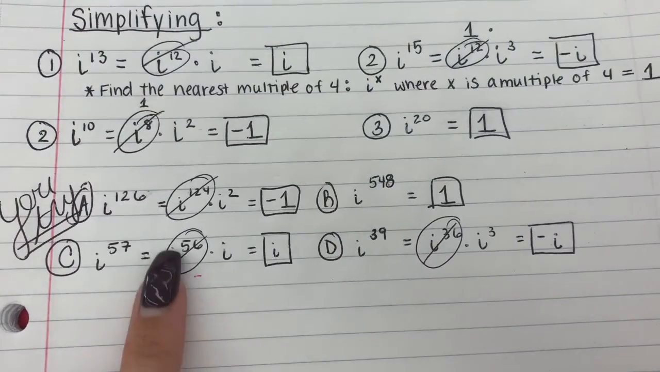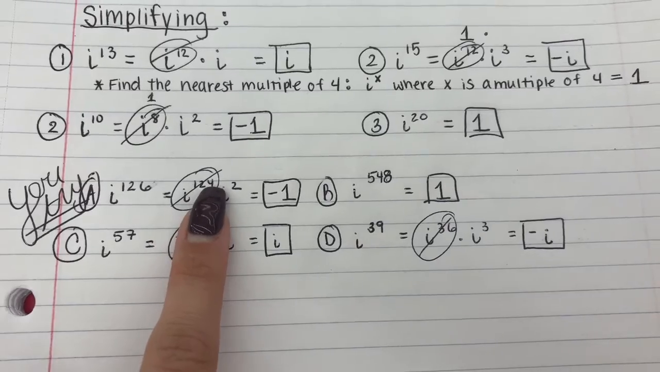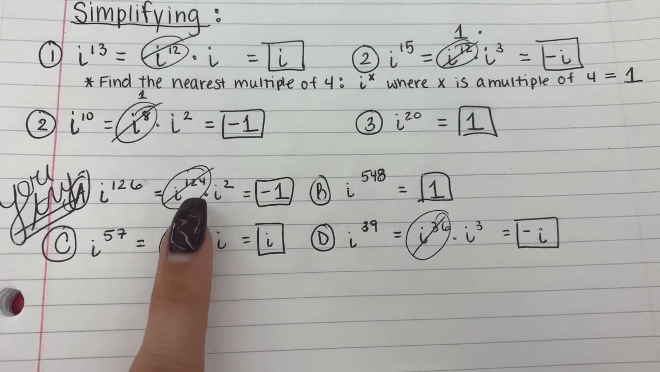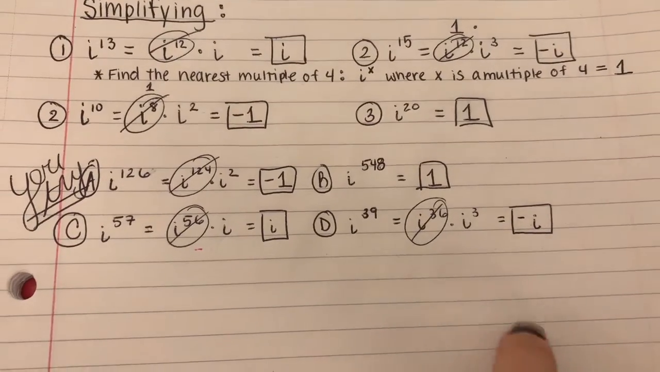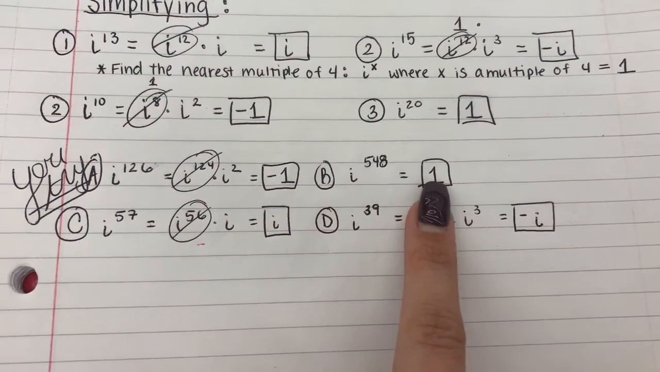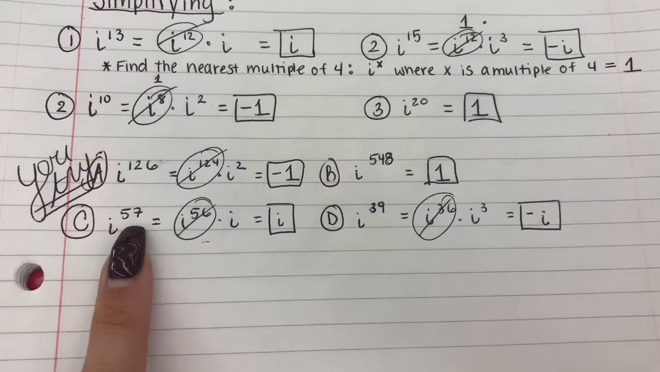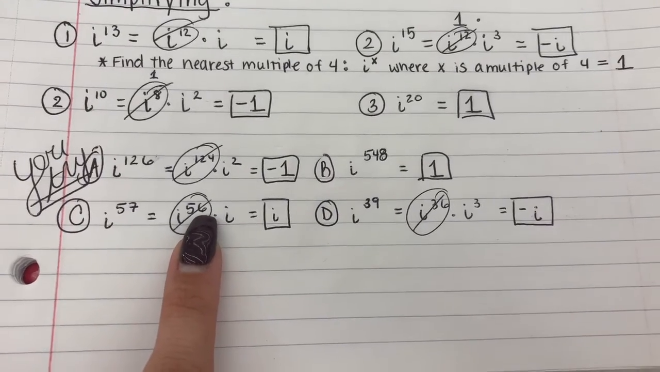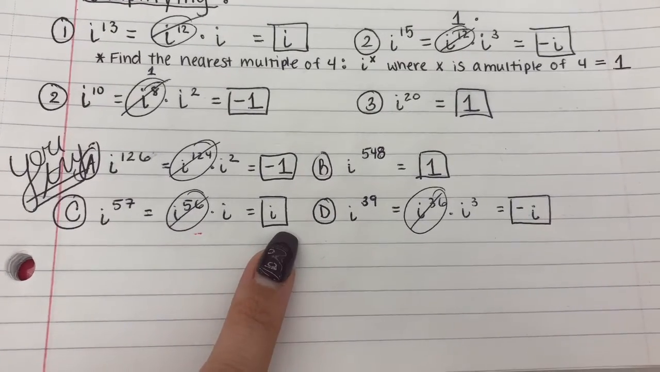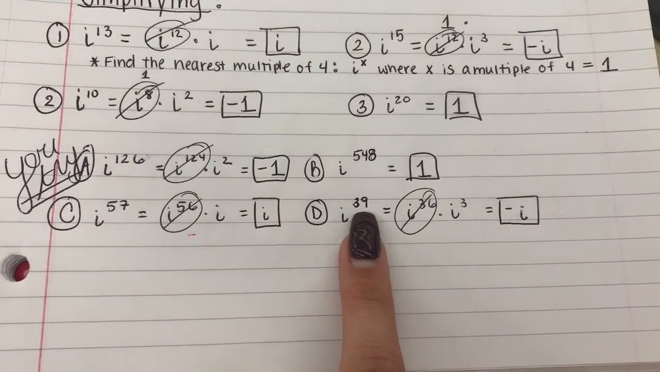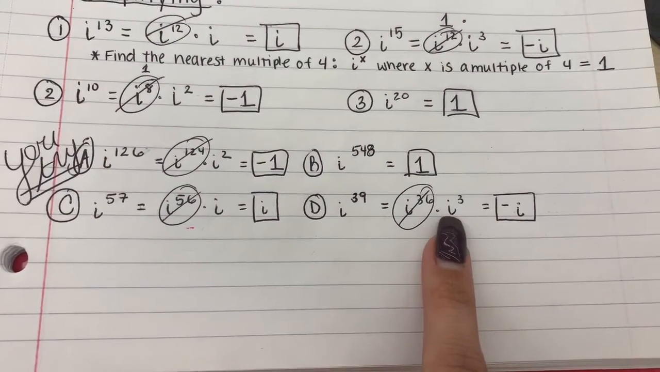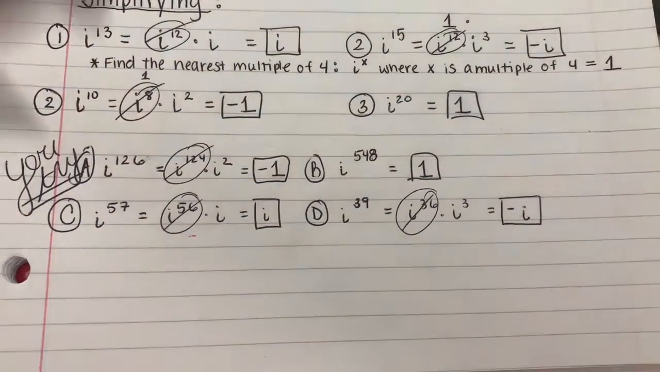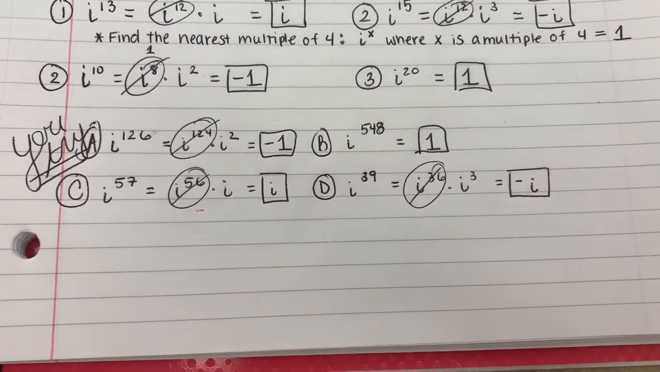All right, so for A, my closest multiple of 4 is 124, which leaves me with i squared left over, which is -1. 548 is a multiple of 4, so i to the 548 power is 1. 56 is the closest multiple of 4 to 57, so all that I'm left with is i here. And 36 is the closest multiple of 4 to 39. I'm left with i to the 3rd power. That needs to be simplified to -i.